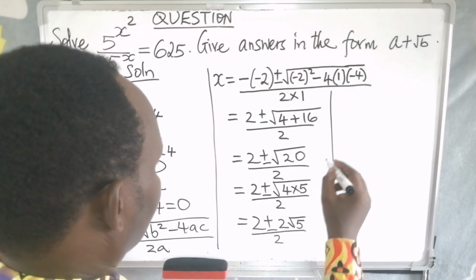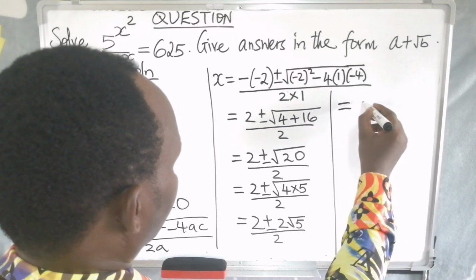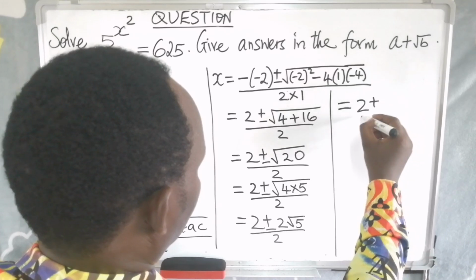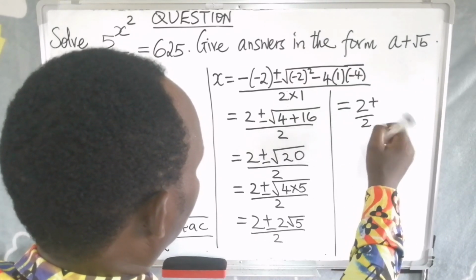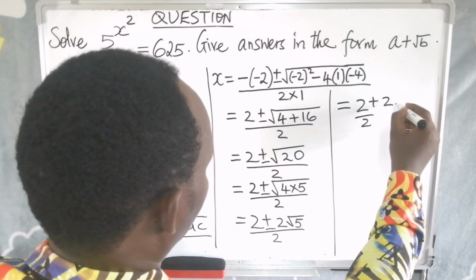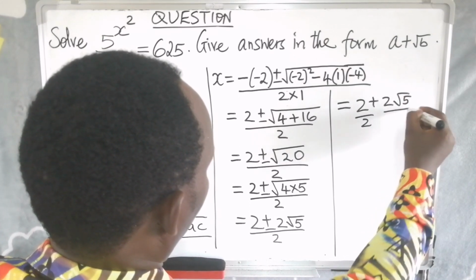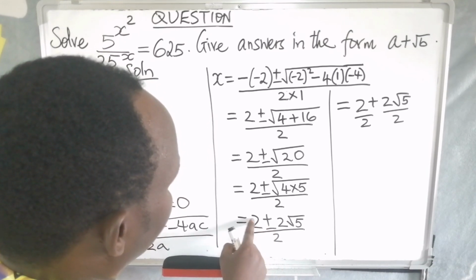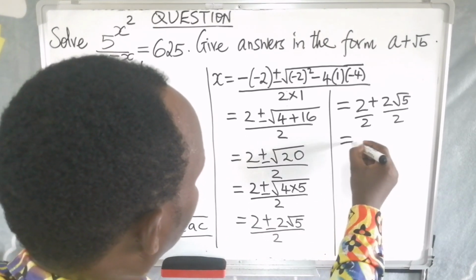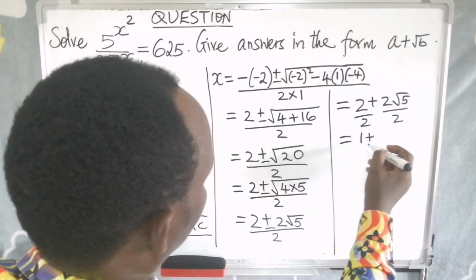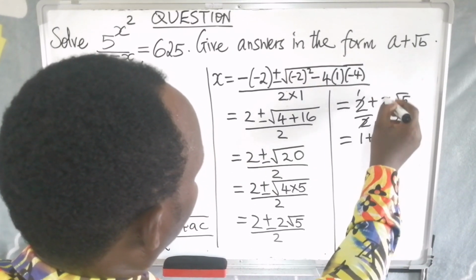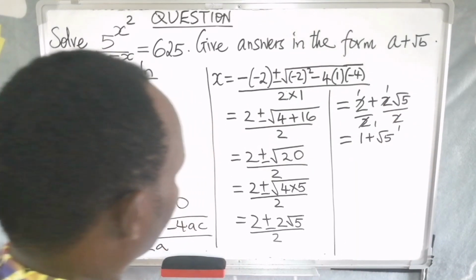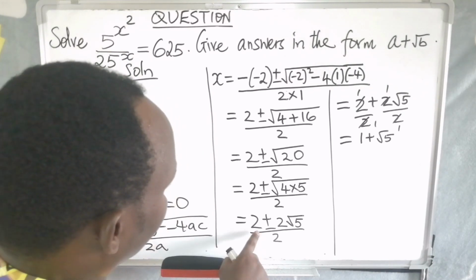So next, we have 2 over 2 plus 2 root 5 over 2. So we have separated the 2. We are dividing by 2 here and by 2 here, and that gives us 1 plus, when you cancel out, divide 2 by 2, plus root 5. All right? What about when we subtract here?